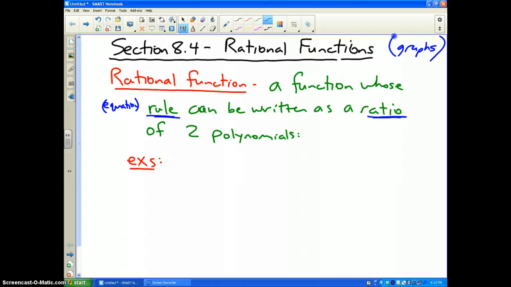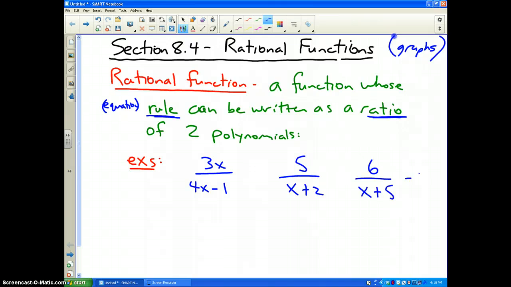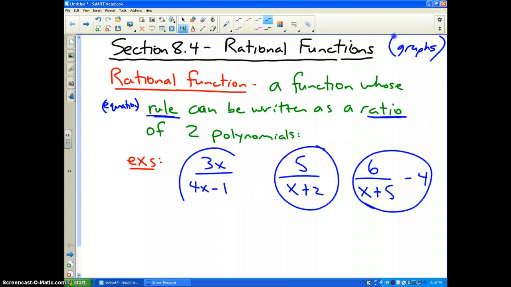Some examples: 3x over 4x minus 1. That would be a rational function. Or 5 divided by x plus 2. That would be a rational function. Or 6 divided by x plus 5, minus 4. This would be a rational function.